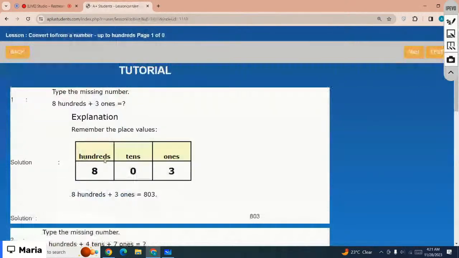Okay, type the missing number. So basically, the words like ones and hundreds written with the numbers tell you the place value of the digit. Here you can see three tells you three is at the ones position, right? Here you have eight hundreds, that means eight is at the hundreds position, right?